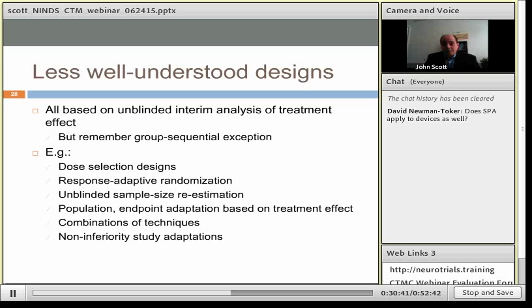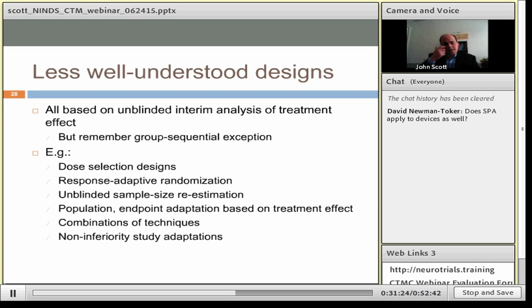In contrast, less well understood designs are designs that are based on unblinded interim analyses of treatment effects, not counting traditional group sequential designs. So group sequential designs are based on unblinded interim analysis of treatment effect, but those are considered well understood. So there's a carve out for that. Examples of things that usually fall under this category are dose selection designs, response adaptive randomization, although not covariate adaptive randomization, unblinded sample size re-estimation, changing populations or endpoints based on treatment effects, and any combination of techniques to get to very complex designs.